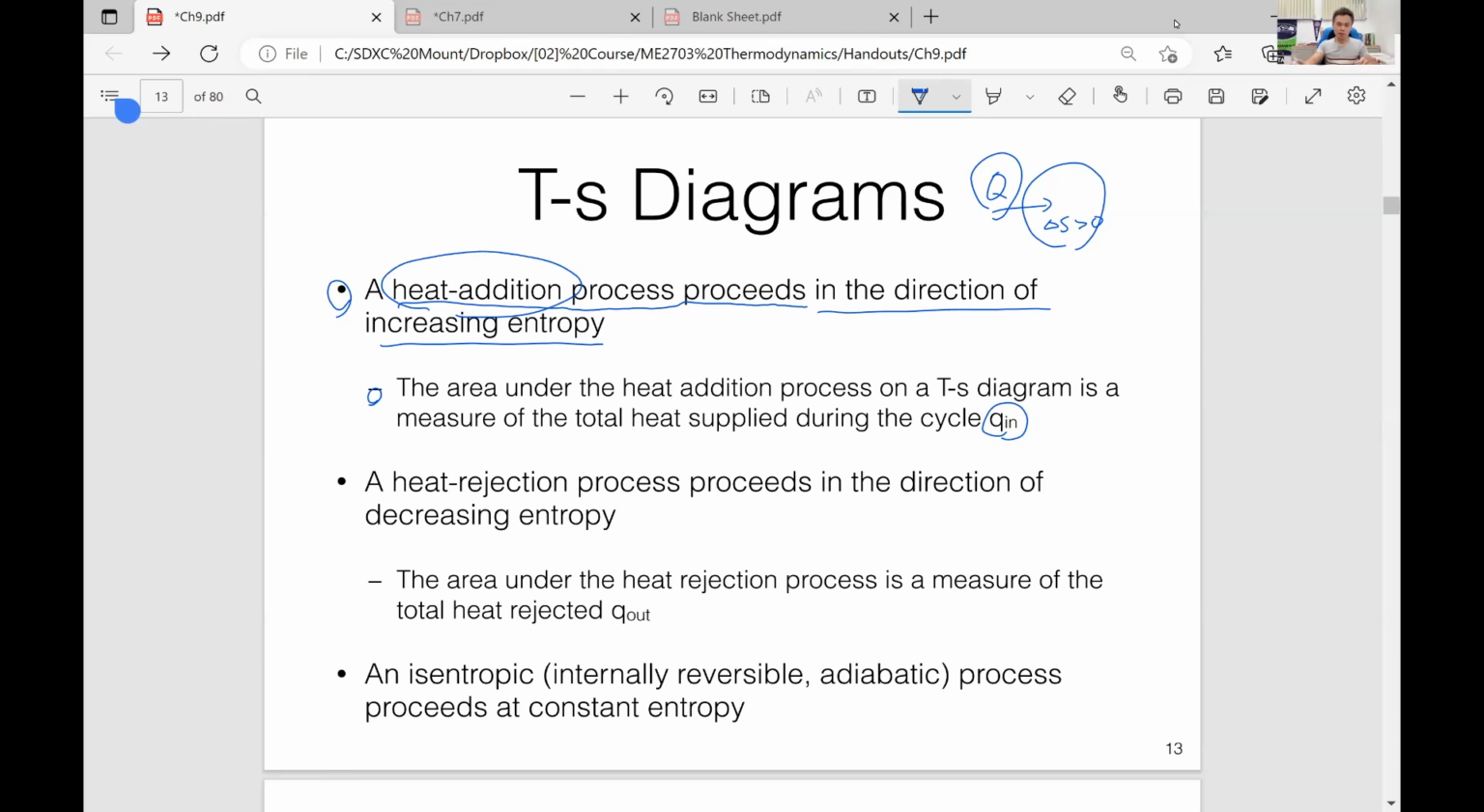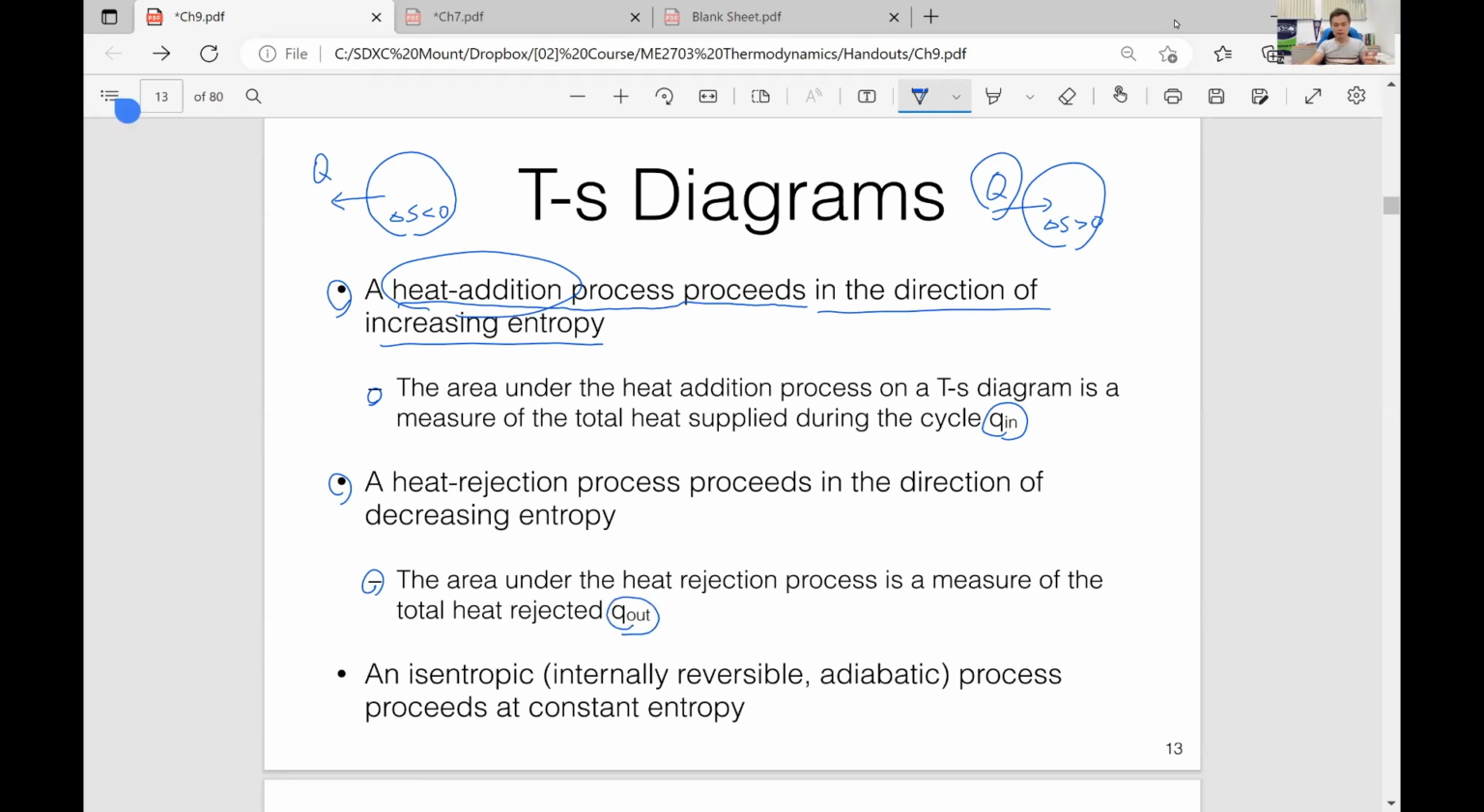Similarly, the heat rejection process proceeds in the direction of decreasing entropy. If you have a system like this and there's a heat loss, the entropy of this system decreases because the heat is lost. So the area under the heat rejection process is a measure of the total heat rejected, which is Q out.